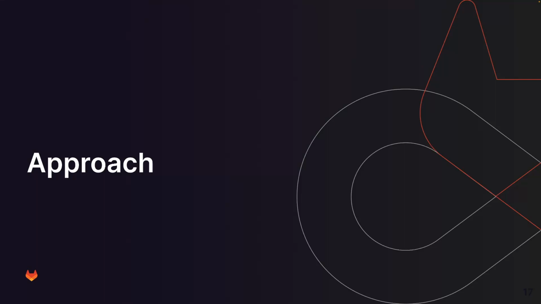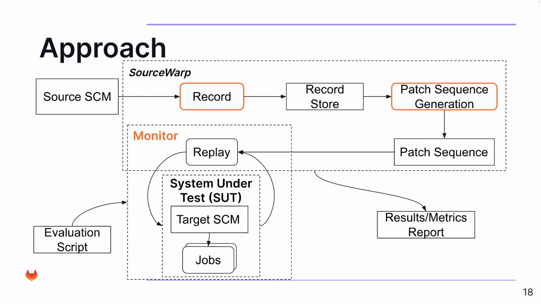Okay, let's talk a little bit about the general approach. This is the overview of the SourceWarp approach. Everything starts with the source code management system. That's the input data source, so to say, from which we are sourcing the test data. Then we have a record step. This is the step where we cherry pick the commits we're interested in and store them in a record store. This record store is used by the patch sequence generator to generate a patch sequence, which is then used in the monitor step to replay the patches on the target system.